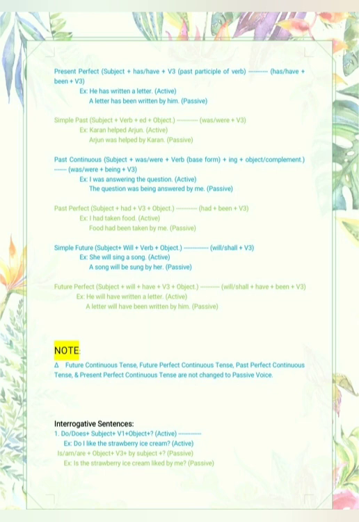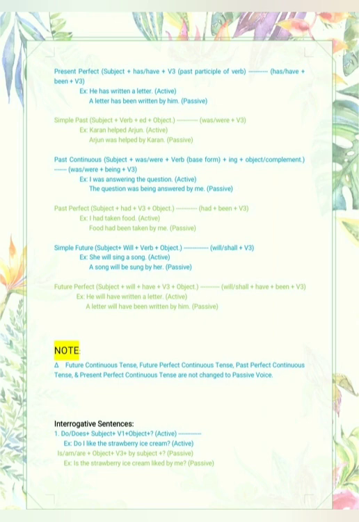In simple future, the syntax is subject, then will, then verb, then object. Then when we convert the simple future tense, which is in active voice, into passive voice, we will add one shall or will plus V3. Like for example, she will sing a song. This is an active voice and it's in simple future. When we change this sentence, we will get a song will be sung by her. So this is in passive voice.